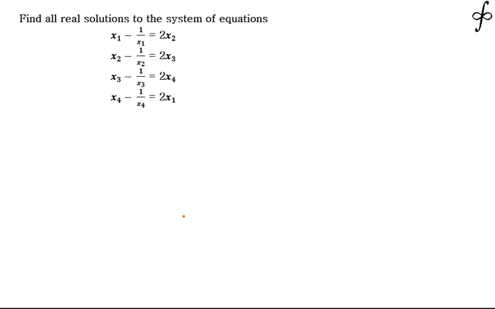An interesting system of equations we need to solve. Looking at the structure of the system of equations, we can plan for a trigonometric identity here, and that identity is going to be cot alpha minus 1 by cot alpha. Let's see what the simplified value of this is.